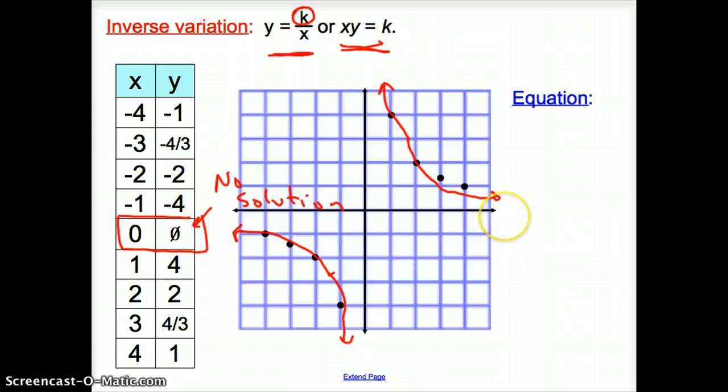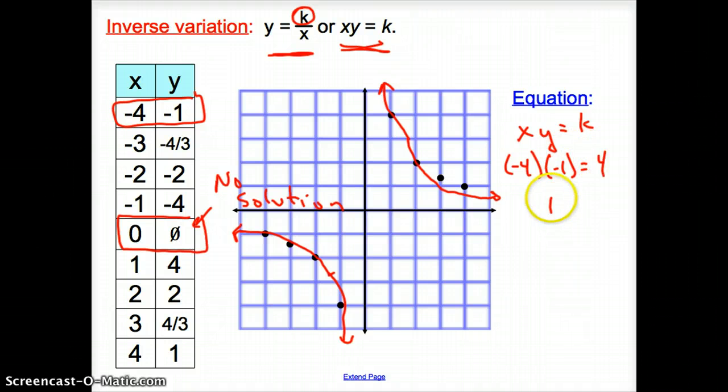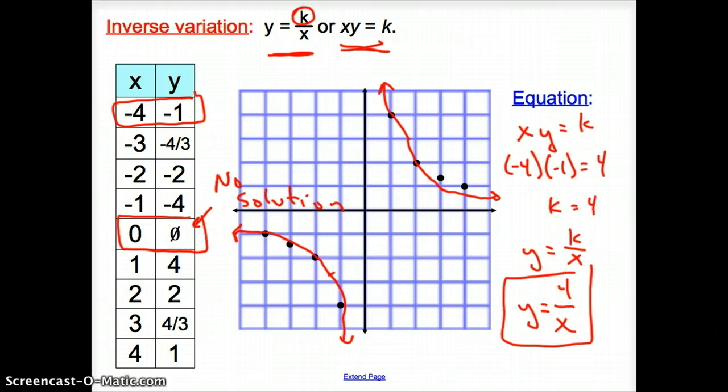So let's come up with an equation for this. First things first, let's find our k. How do we find our k? By just multiplying our x and y together. So we have x times y equals k. So let's pick an x and y. I'm going to pick -4, -1. So we have -4 times -1, that equals 4. So my k is 4. So let's plug it in to y equals k over x. So we have y equals, and what is k? It is 4, so it's 4 over x for your equation.